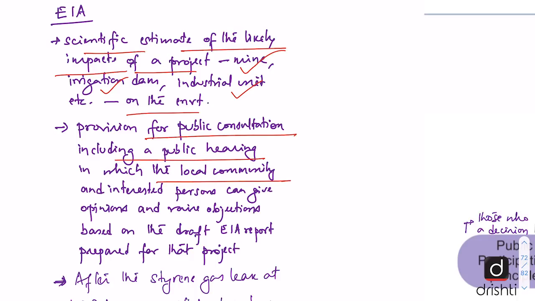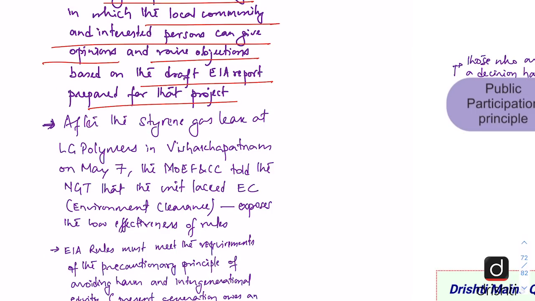And EIA also has a provision for public consultation which includes a public hearing as well, in which the local community and interested persons can give opinions and also raise objections based on the draft EIA report prepared for that project. And after these objections are answered to the satisfaction of the individuals, then the final EIA report is submitted.